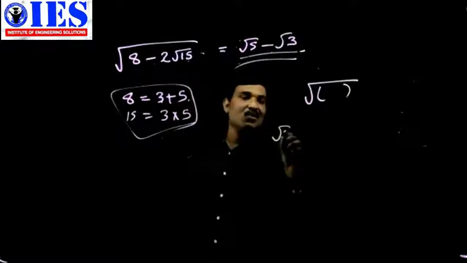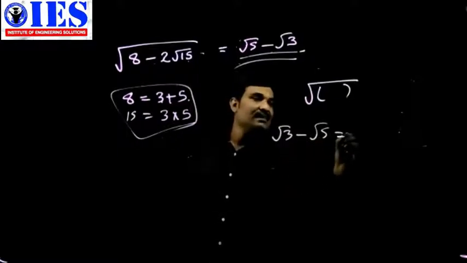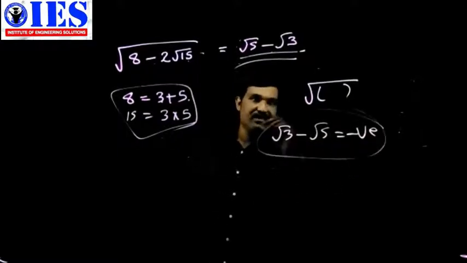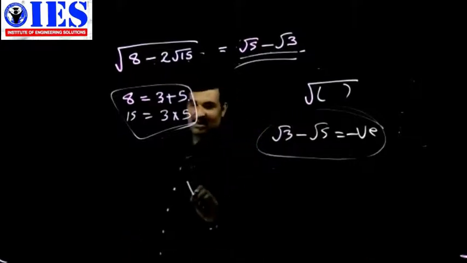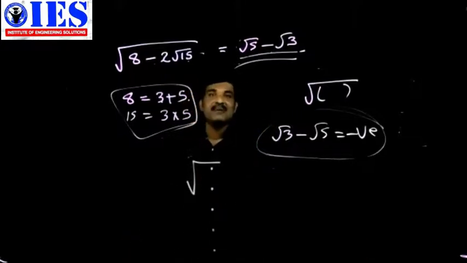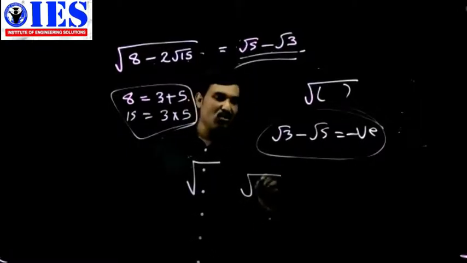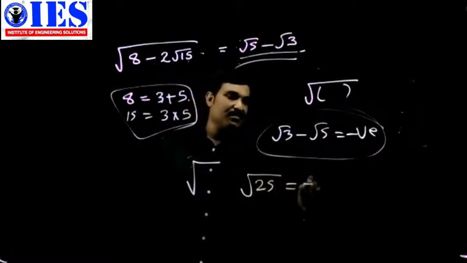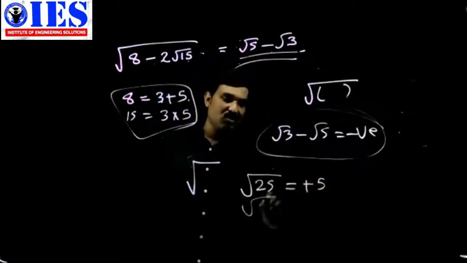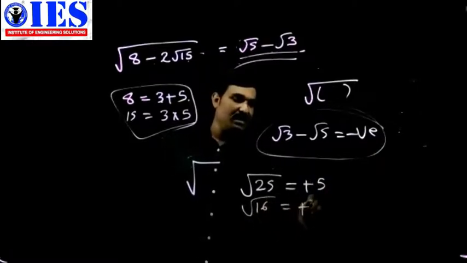Suppose I am writing root 3 minus root 5. This is equal to a negative number. But a square root is always a positive quantity. Suppose we have the square root of 25. The answer is plus 5. And the square root of 16 is equal to plus 4.